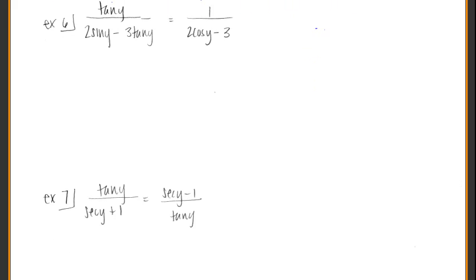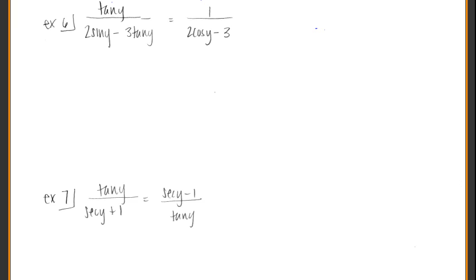Okay, so example 6. Tangent of y over 2 sine y minus 3 tangent y. And nothing's squared, so I'm not going to use any of my sine squared or tangent squared identities. Go back to my original ones. Over here on the right, I have 1 over 2 cosine y minus 3.